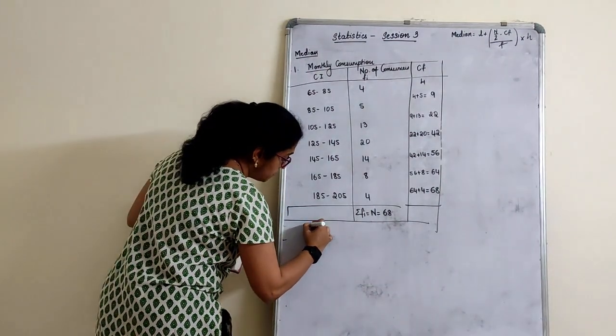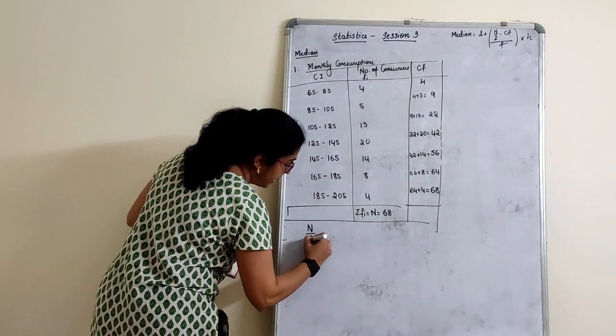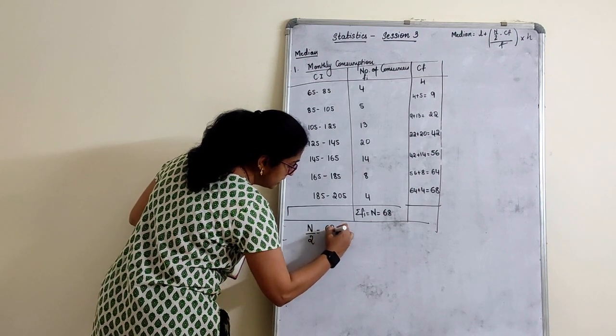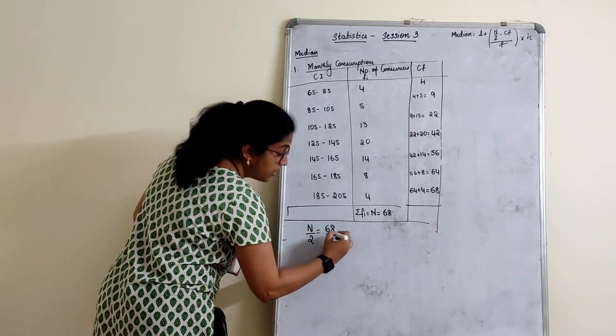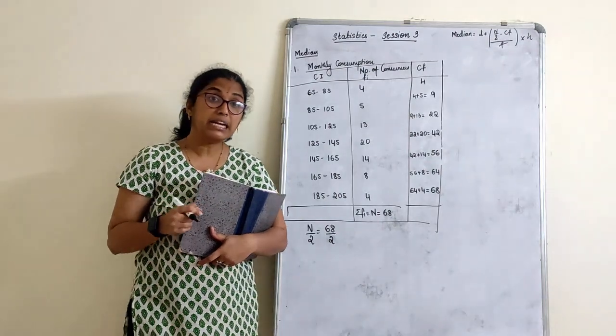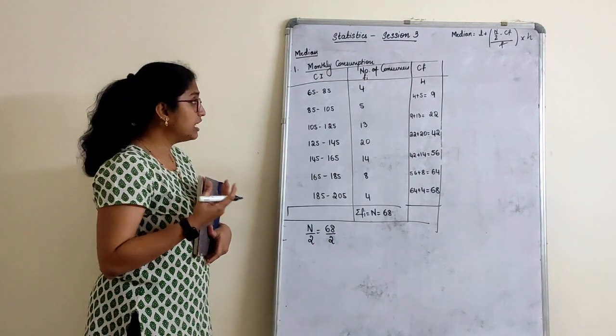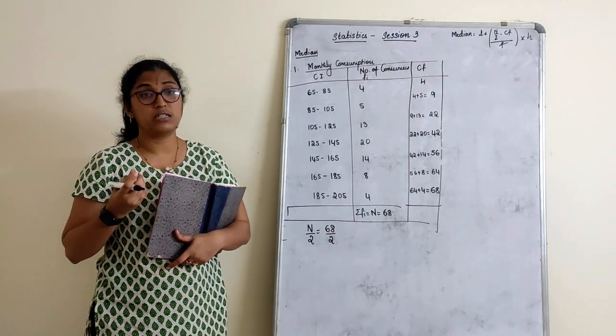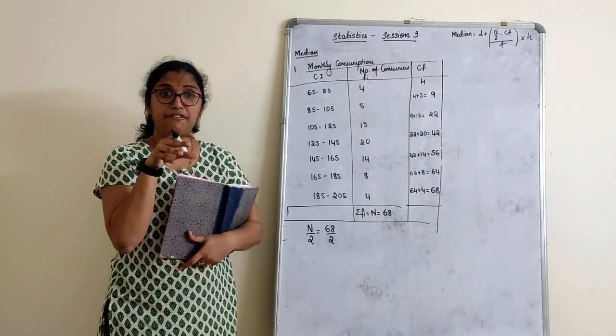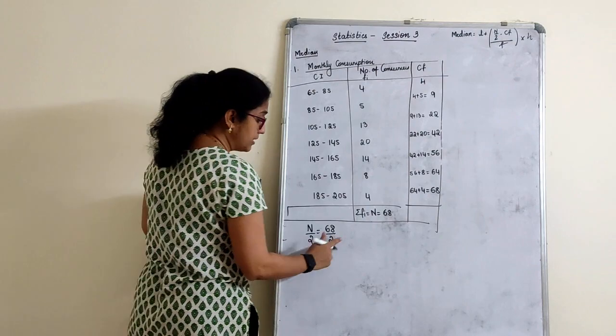Then the next most important step is to find n by 2. How much is that? That is 68 by 2. Why do we do this? Because median is the middlemost term. How many numbers do we have? We have 68 consumers. I want to know the half, the middlemost one. That is more important here.